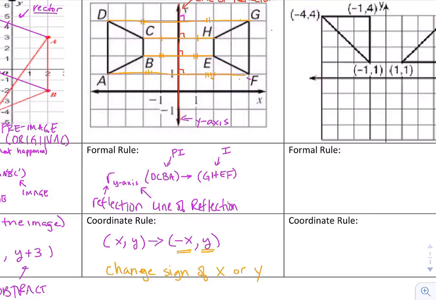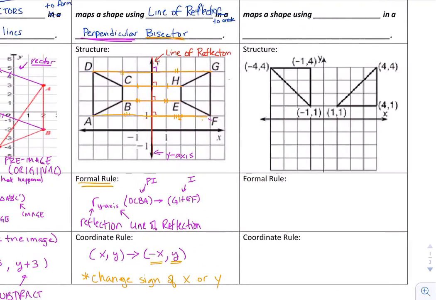Now, in some cases, you change both. In some cases, maybe some other stuff happens. But in general, this is what's really going on. And honestly, coordinate rules aren't that important. Formal rules are actually much more important, which is why I want to focus on those more than the coordinate rule. I just want you to know that they do exist. You can tell what they are by looking at the coordinates, but really that's what's going on.